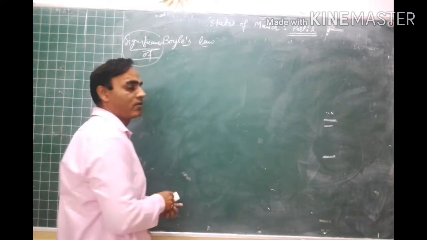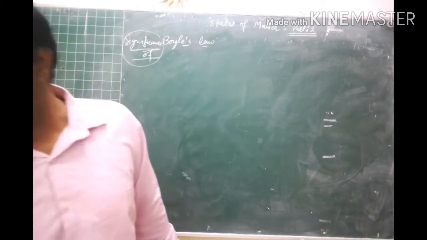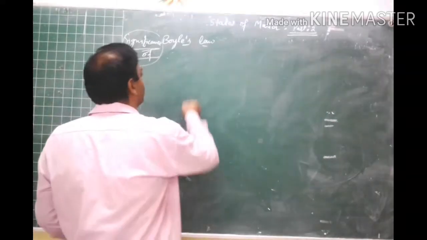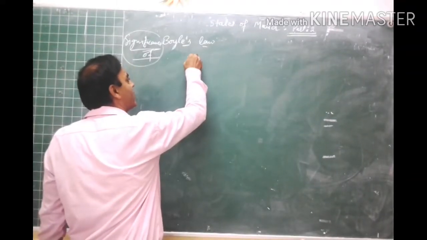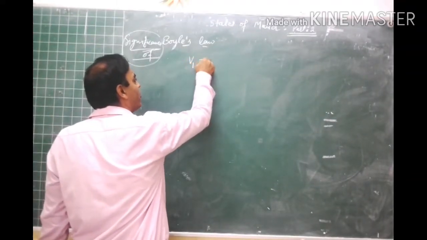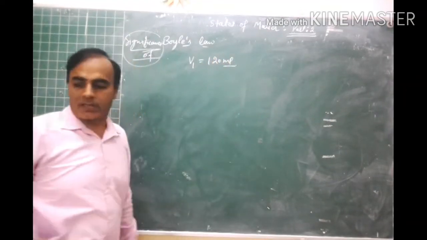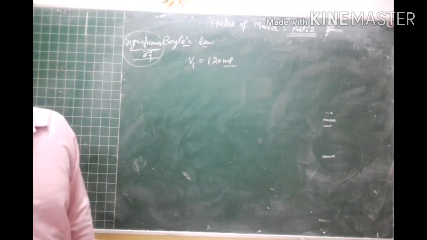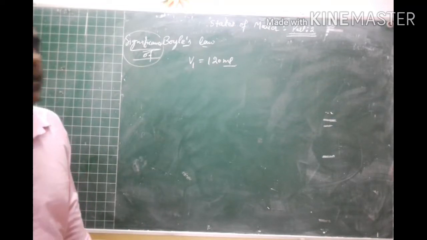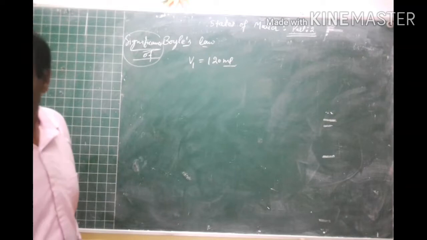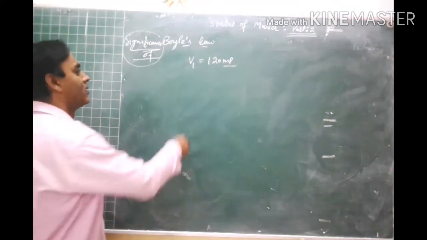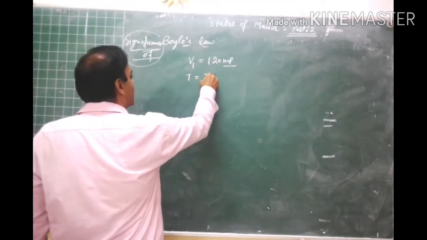So on the basis of Boyle's law, we will discuss the first numerical. Write down the statement. A vessel of 120 ml capacity. 120 ml capacity means volume, that is, initial volume is 120 ml. A vessel of 120 ml capacity contains a certain mass of a gas at 30 degrees Celsius.